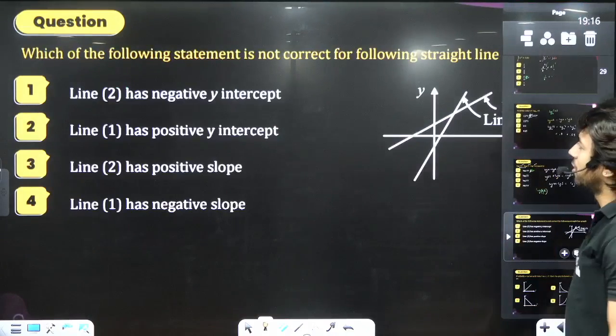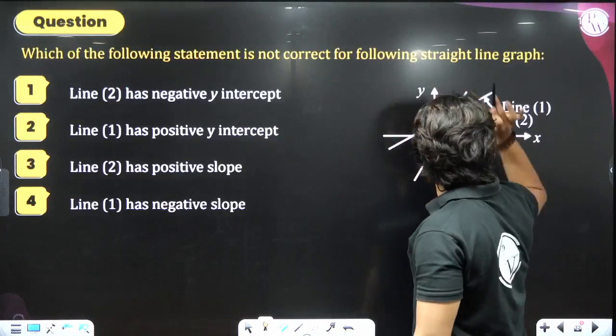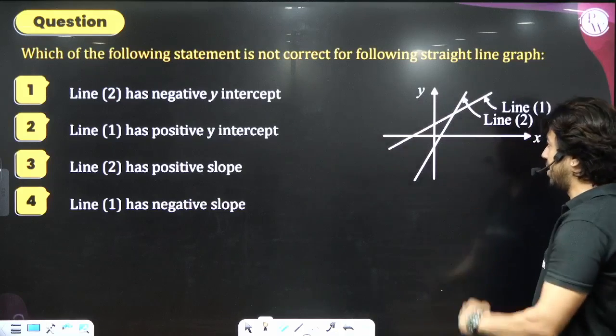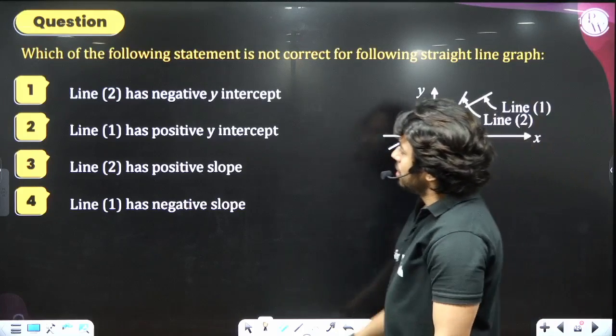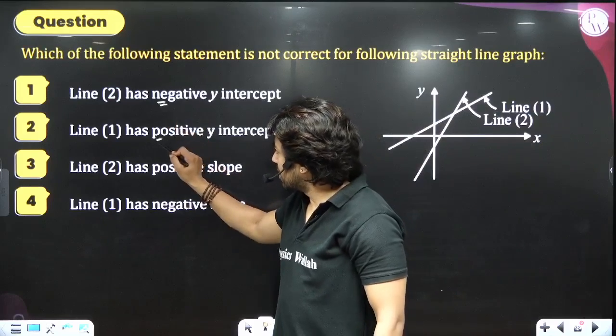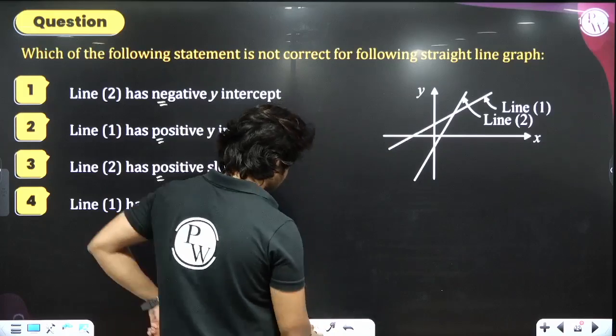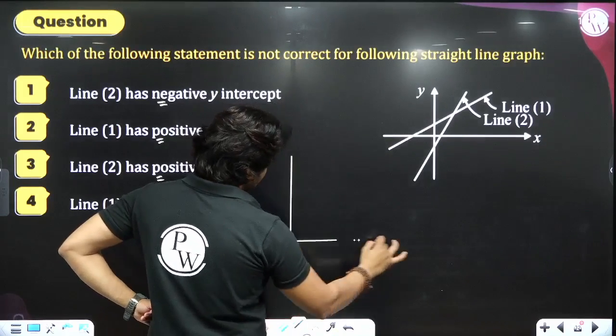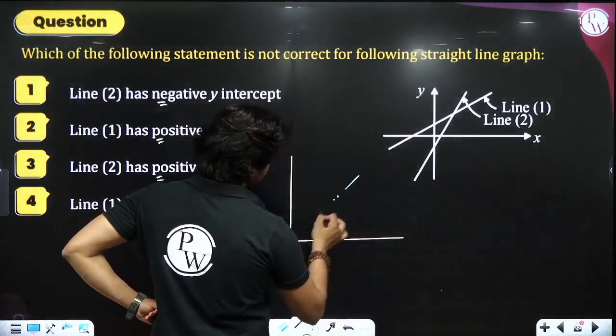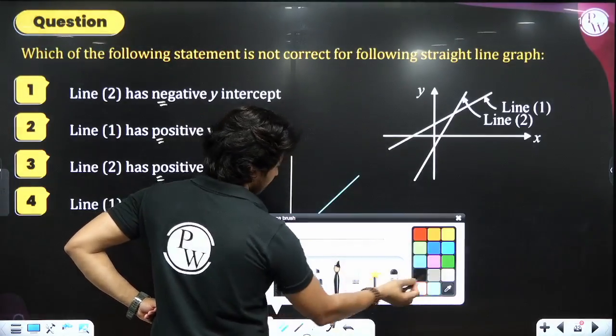Next question. Which of the following statements is not correct from the following two straight lines? These are two straight lines in front of you. They are saying which one of them has a positive or negative slope. What is the concept of positive and negative slope? If I draw a line, something like this, what is happening?